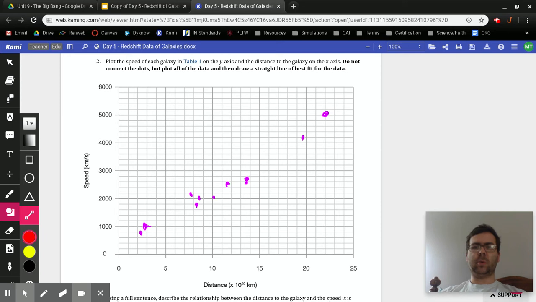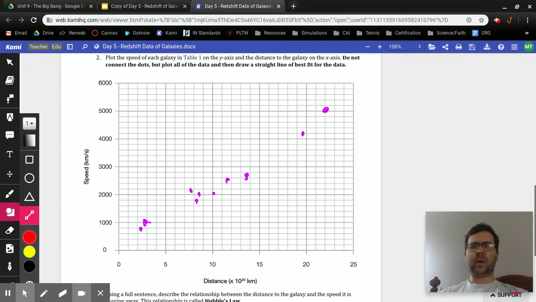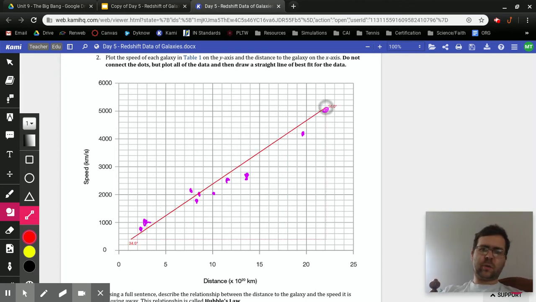I gave you a data table of a bunch of different galaxies and their distances, and also their spectra. I asked you to figure out, based on their spectra, how fast they were moving, and then plot your data here. You can see a pretty clear relationship. The further away the galaxy is, as the distance goes up, its speed goes up, and it's a pretty consistent relationship. Now, it's not a perfect mathematical relationship here, but there is a general trend, so I'm going to draw a line to show the general trend.